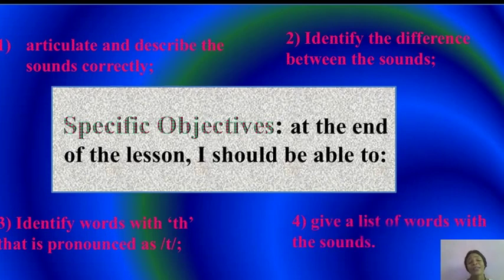And the last specific objective for today's class is that you should be able to give list of words with the sounds. You should be able to give list of words with the T sound and list of words with the soft TH sound.